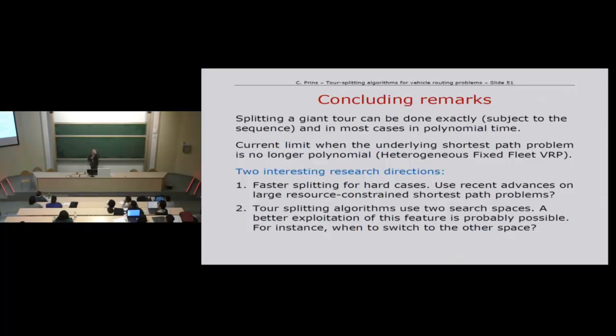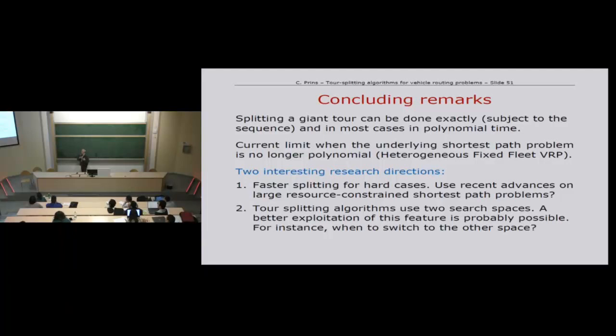For instance, in the last 4 years, I saw several papers on large resource constrained shortest path problems. So they invented a lot of tricks to solve them. So it could be used for the heterogeneous split VRP, for instance. And also, you saw that we alternate between 2 search spaces, the search of giant tours and the search of complete solutions, but in a blind way. And I think a better exploitation of this alternation is probably possible.